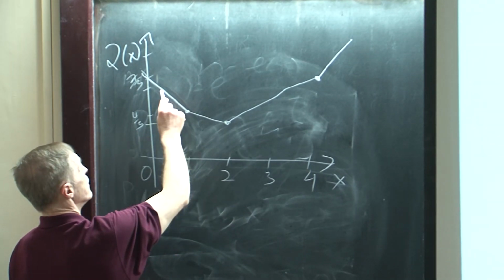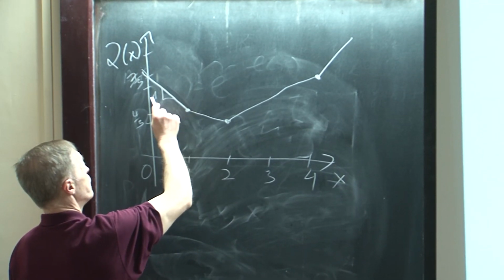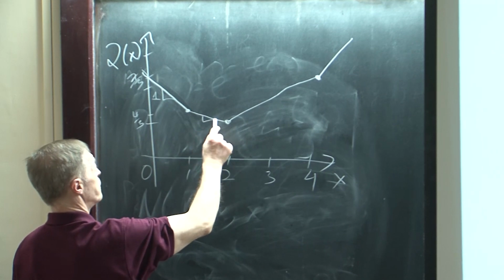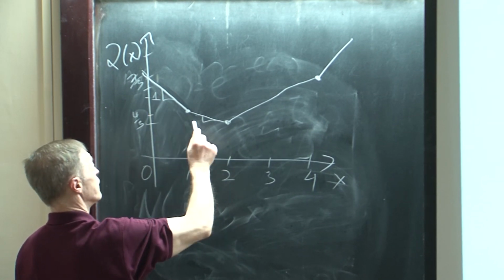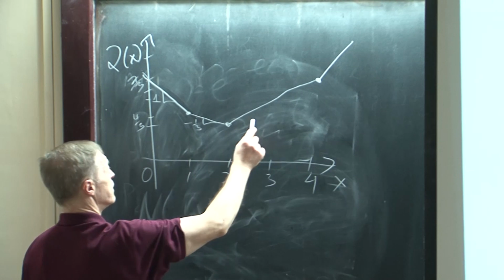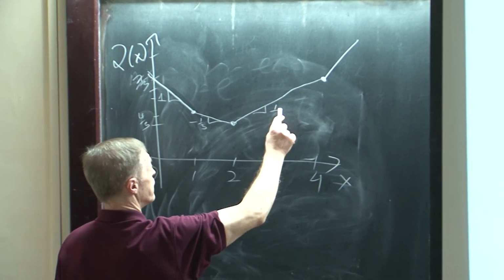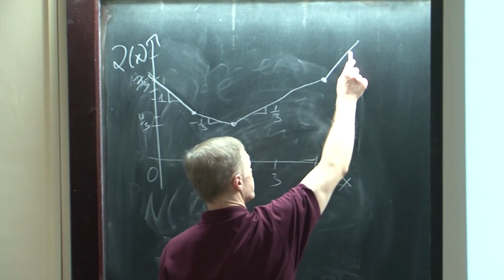Okay, so the thing to note is the slope here is 1. The slope here is -1. The slope here is -1/3. The slope here is 1/3. And the slope over here is 1.